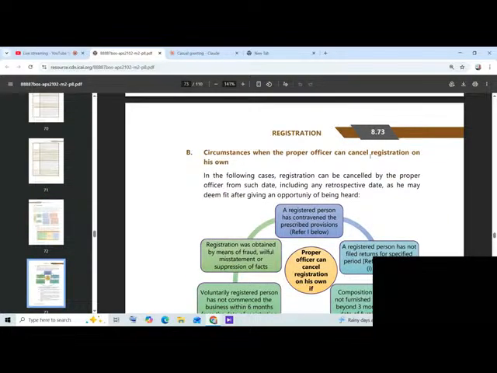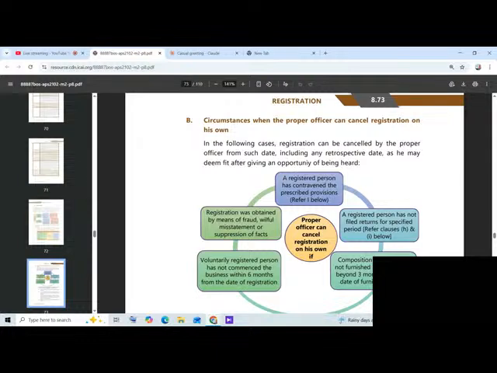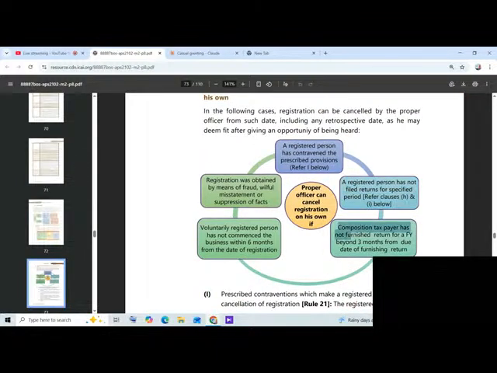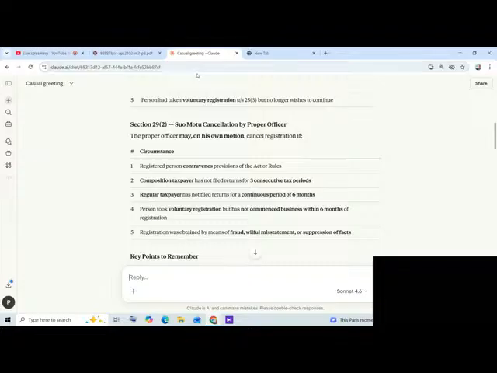Circumstances when the proper officer can cancel registration on his own motion: a registered person contravenes the provisions, or a person has not filed returns for the period; a composition taxpayer has not filed returns for three consecutive tax periods, beyond 3 months from the due date of furnishing returns; or registration was obtained by means of a voluntary return and not commenced within 6 months from the date of registration.